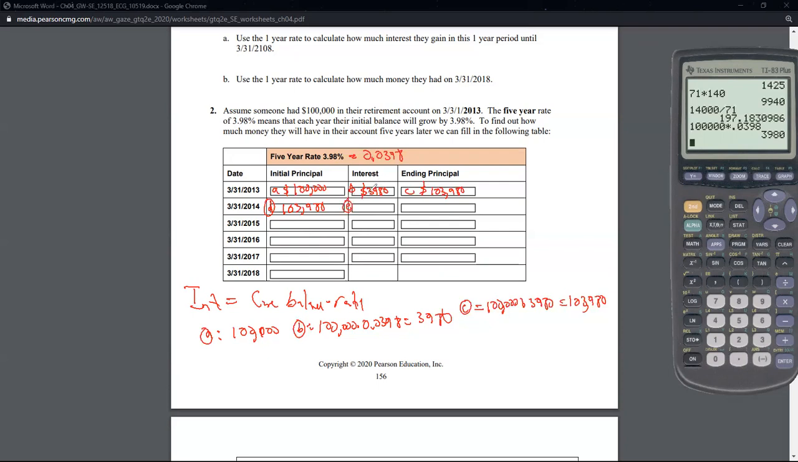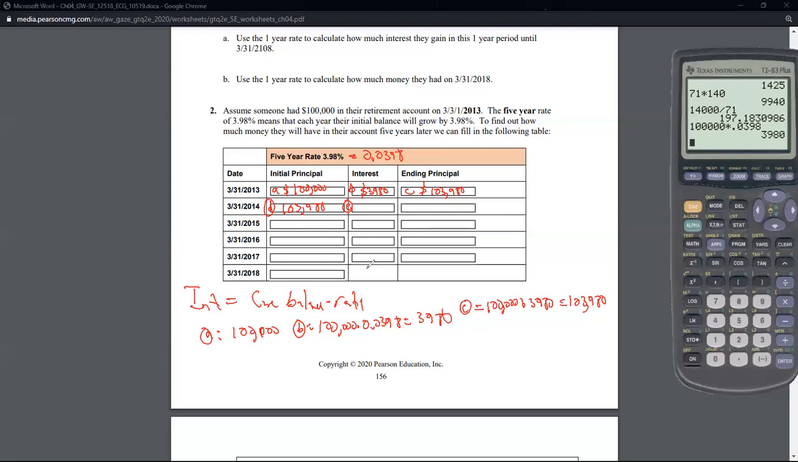My block E here is our interest. Now, before I get the answer, let's ask ourselves, do you expect this number to be the same, less, or more? Well, if $100,000 got us $3,980, now we've got $103,980. So I would expect that number to be more. So this number should be more than 3,980. Now, we don't have a lot more money in our account. It's not like we doubled or tripled our money all of a sudden. So I'm not expecting this to be like $10,000. I expect it to be close to 4,000, but at least a little more than 3,980.